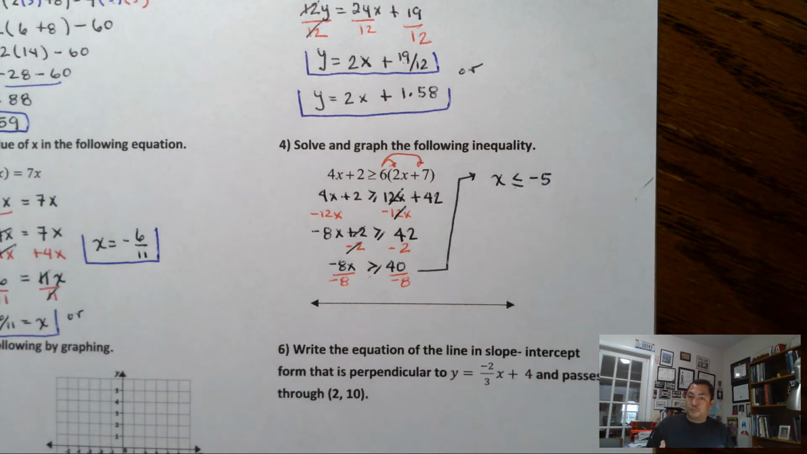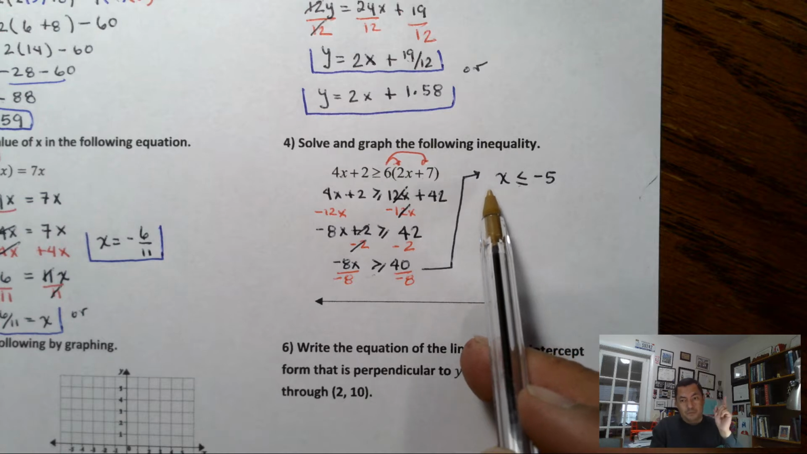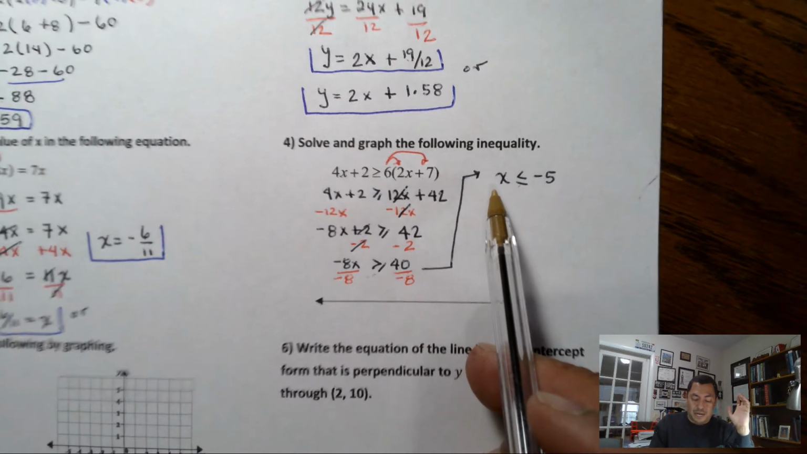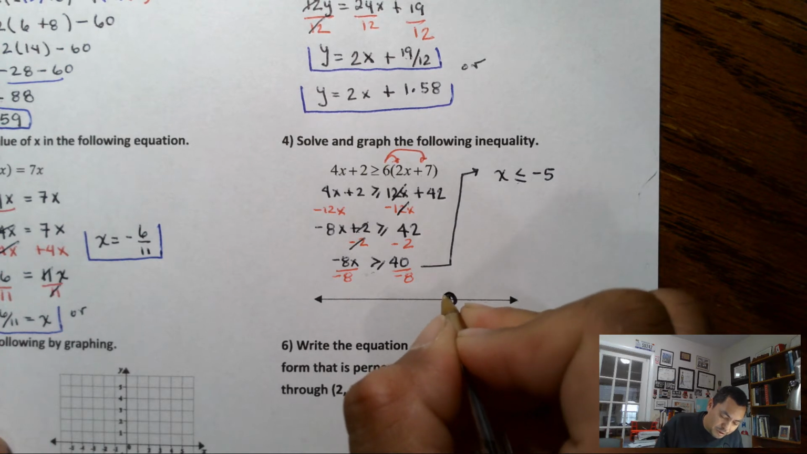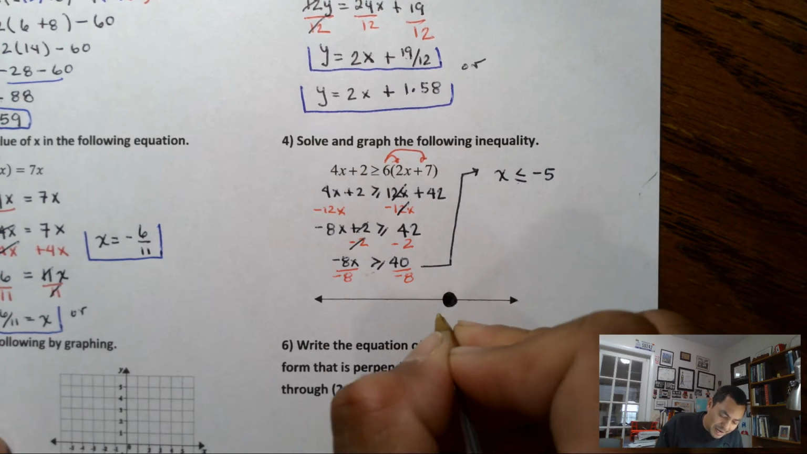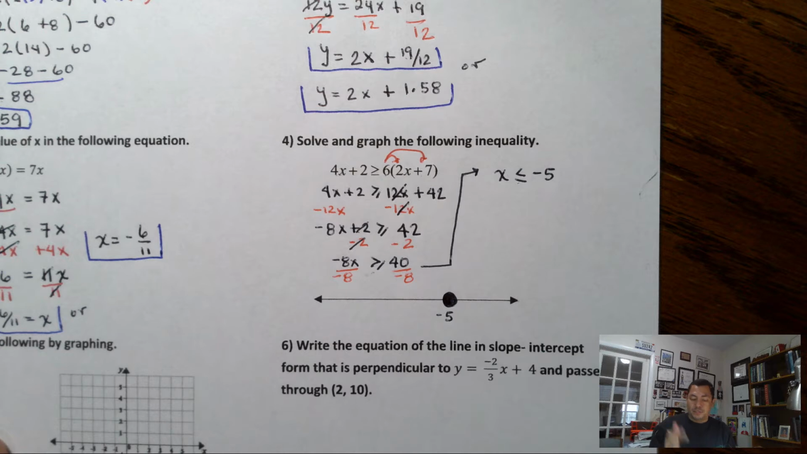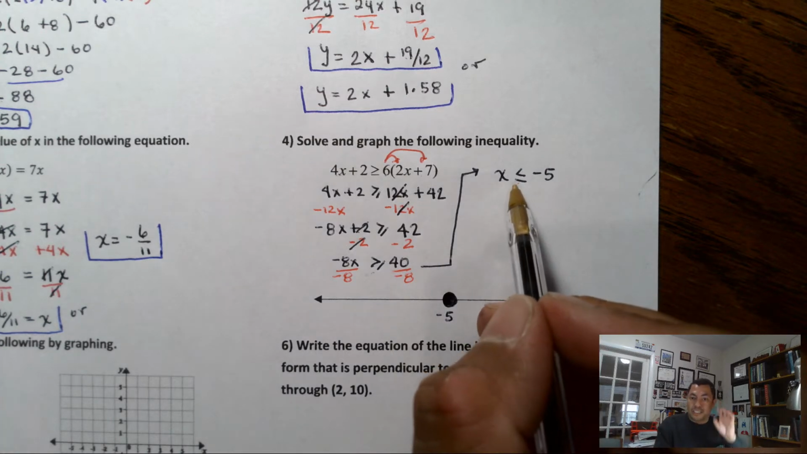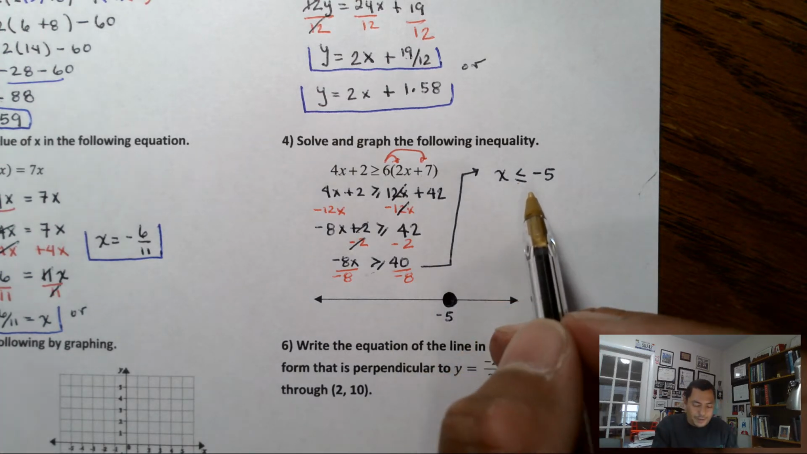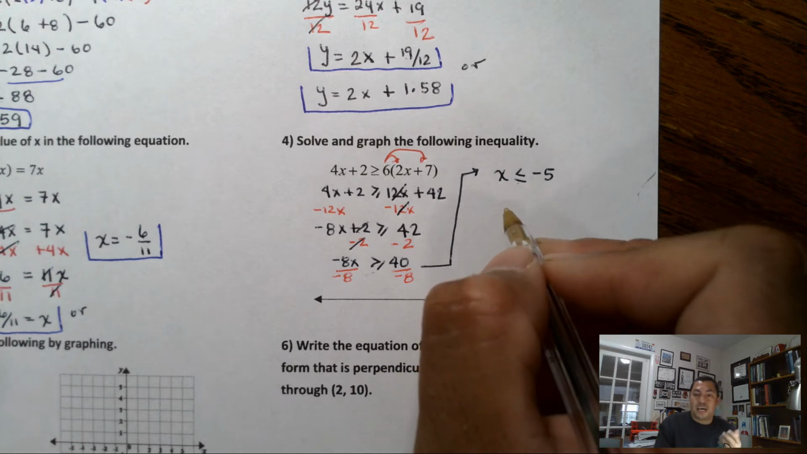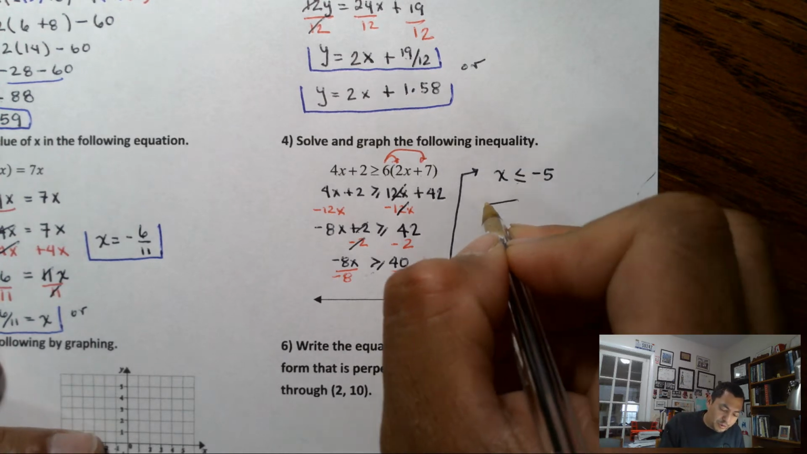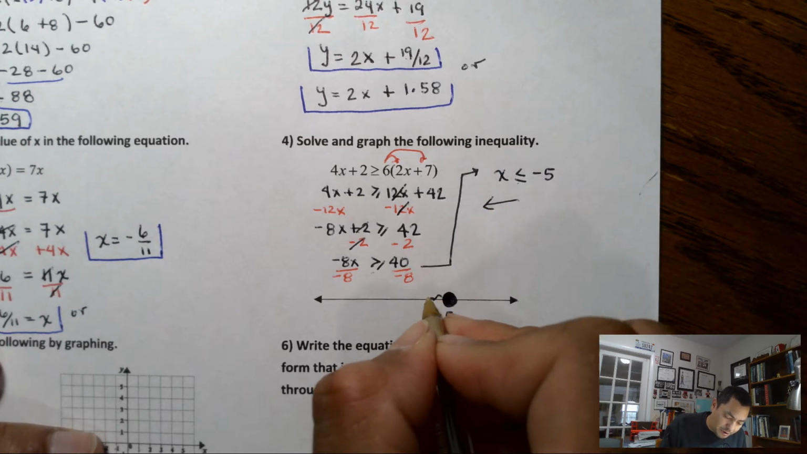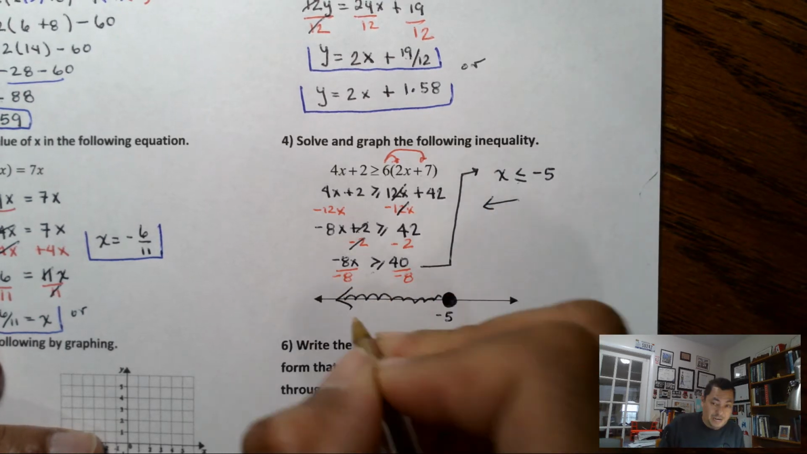Now we're going to graph. If my variable is on the left side, then I just need to graph the number. It's going to be a solid dot at negative 5 because less than or equal to means it is included. So it's a closed dot. And the inequality sign is telling me where the graph is going. It's pointing to the left. So my graph goes to the left, and it makes sense.